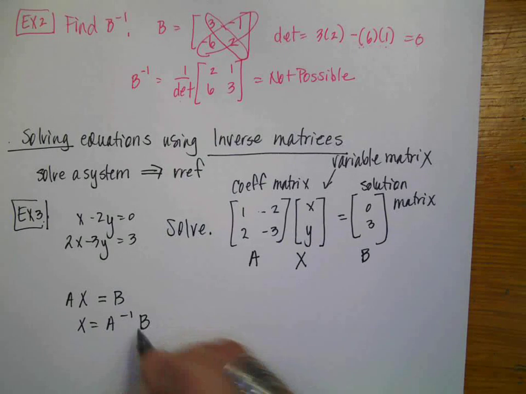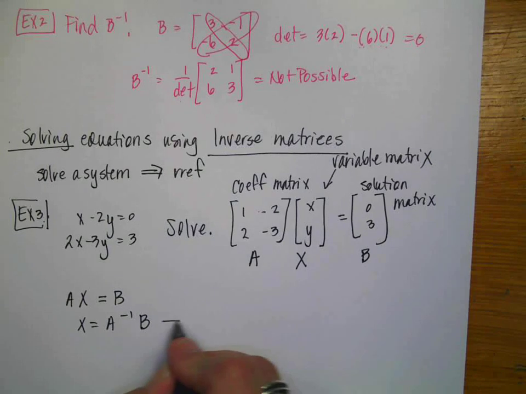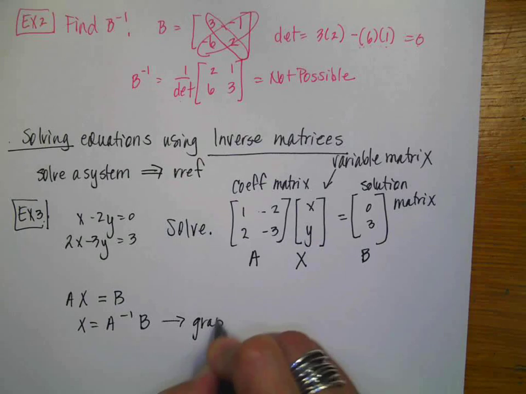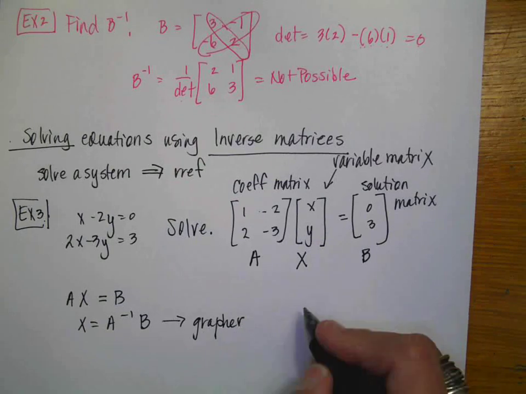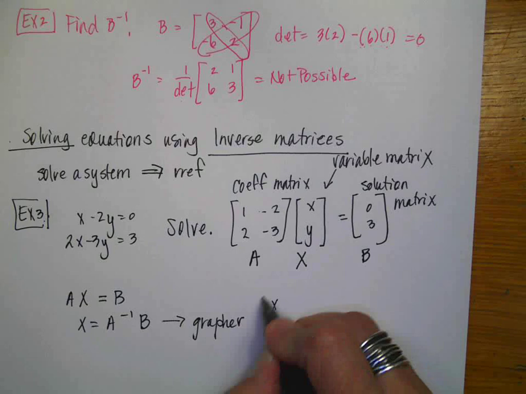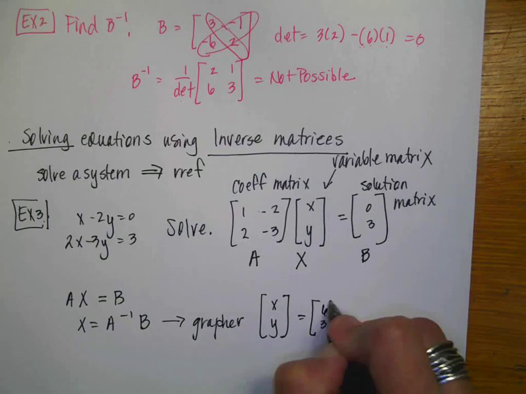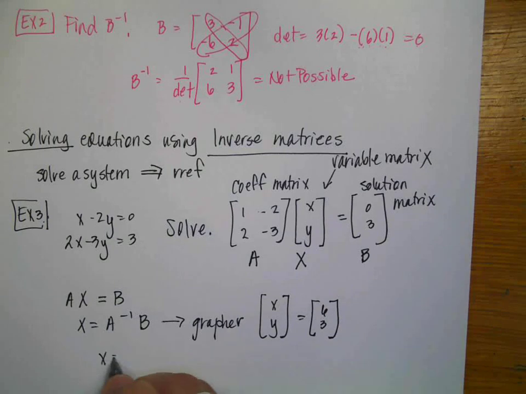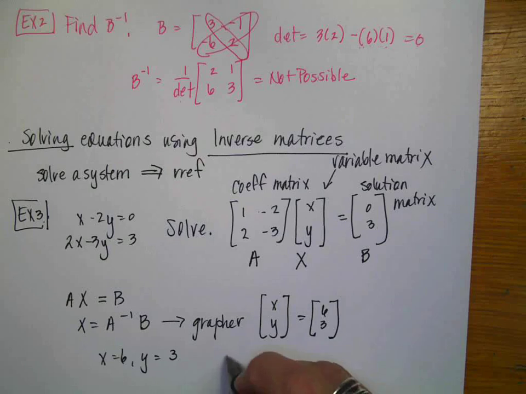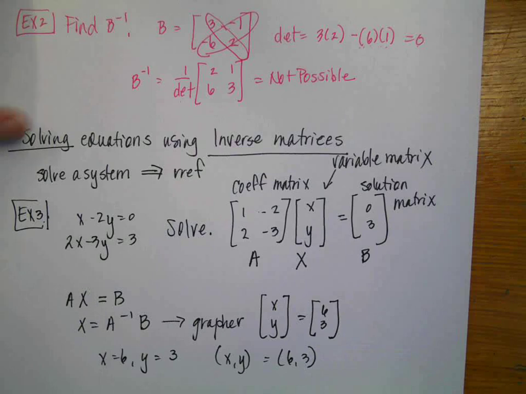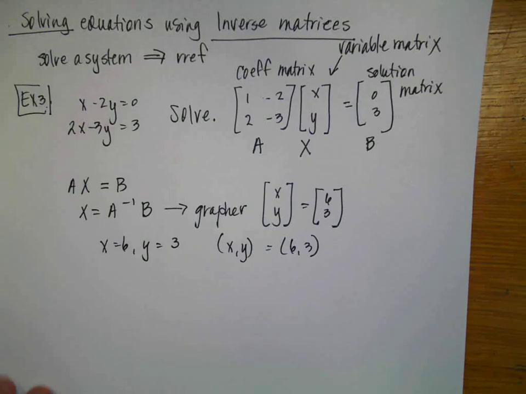X is going to equal the inverse of A times B. And it makes absolutely no sense to do this math by hand. So I would do all of this in your grapher. And if you do, you're going to get that your X matrix is equal to 6, 3, which means that x is equal to 6 and y is equal to 3. Alrighty, and then remember that we report (x, y) is equal to (6, 3).